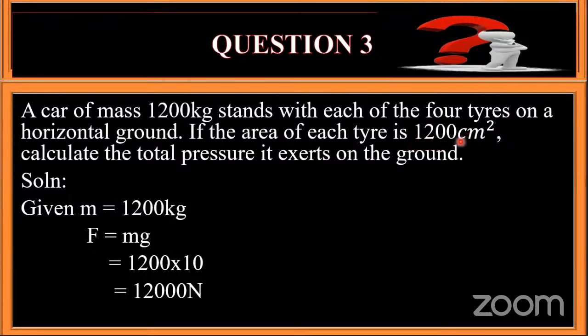Do you see this? Do you see my highlight? Yes. We have the area of one tire, but how many tires are on the ground? 4. So what will be the total area of contact now? What will be the total area of contact now? 4,800. Very good.